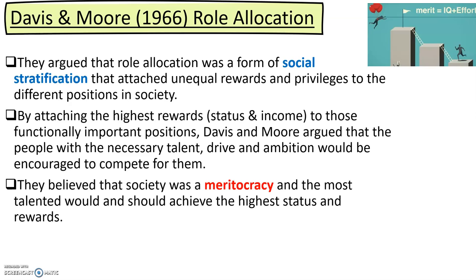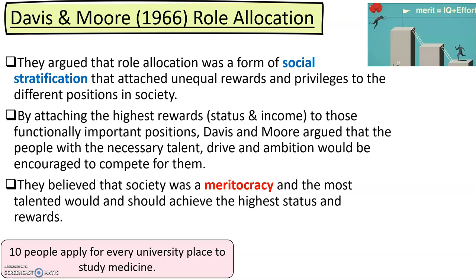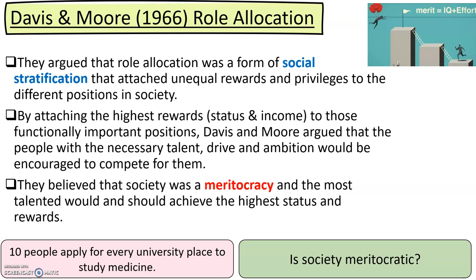They believed that society was a meritocracy. Again, that's a keyword that we used in the education topic. This means that if you work really hard, the most talented should get the highest status and the highest rewards. To support this, if you think about courses at university like medicine, for every one university place for medicine, there are 10 people that apply for it. So you can see that there is a competition, there is a talent there, and there have to be the right people for that job, the best people for those kinds of jobs.